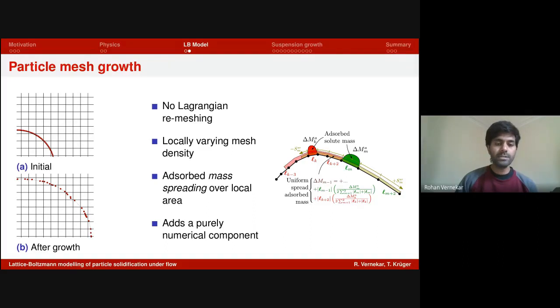Whenever mass is adsorbed from the solution onto the particle surface, you have to smear it out over the particle surface so as to not cause problems due to the non-uniform mesh density. This adds a numerical component to the algorithm, in addition to the standard lattice Boltzmann method, which just determines how far you spread your mass after it is adsorbed locally in a lattice cell. Right, so that was all about the solver.